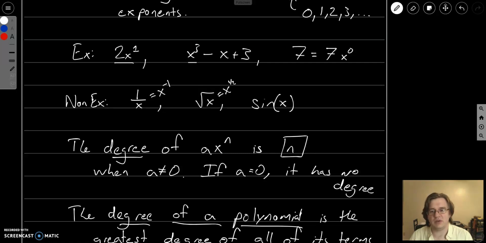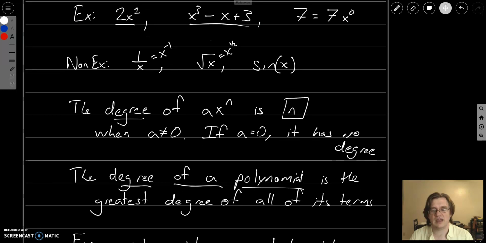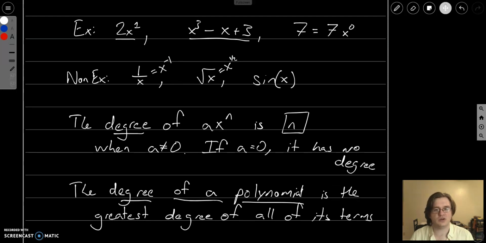But a polynomial may have more than one term, so what is the degree there? The degree is just going to be the greatest degree of each one of its terms. So in this polynomial, we have a degree 3 term, we have a degree 1 term, and a degree 0 term. The degree 3 term is the biggest one, so this is a degree 3 polynomial.